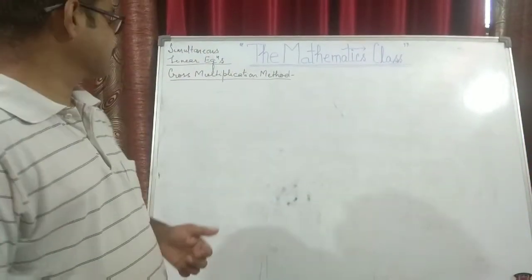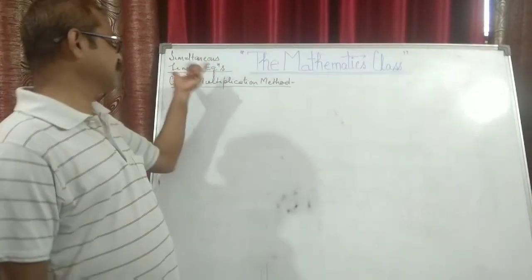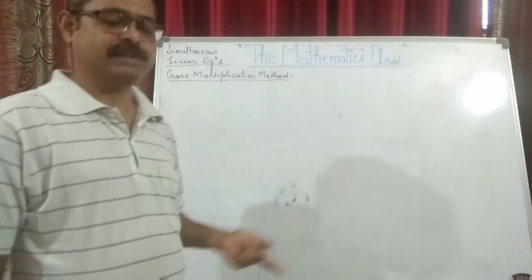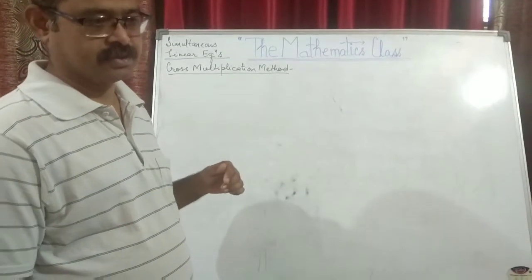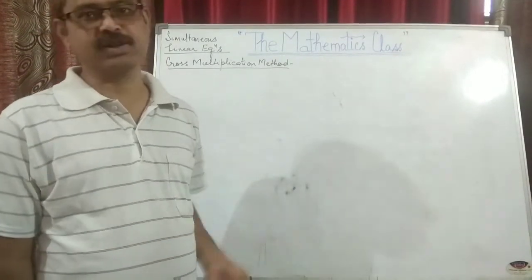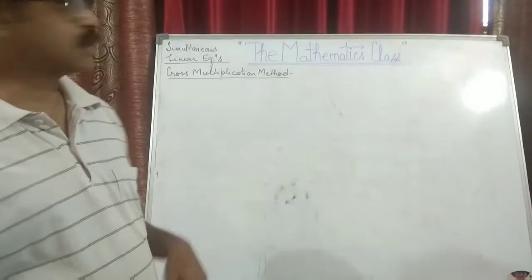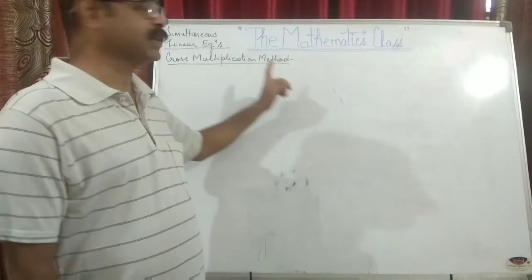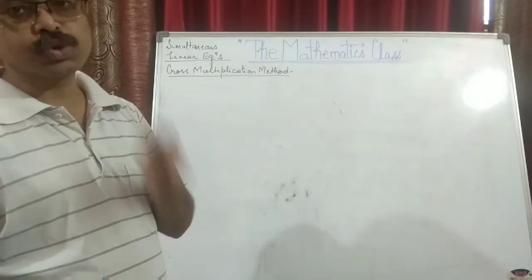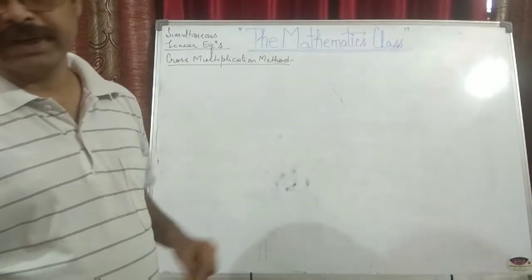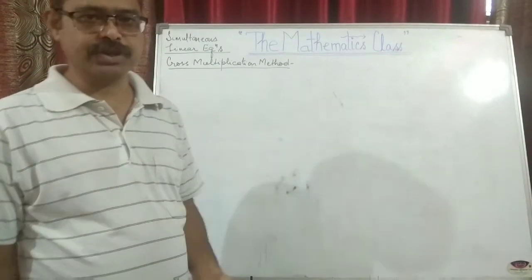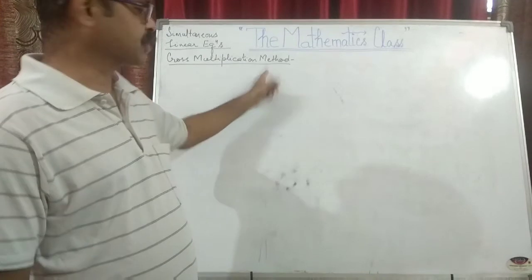Again, in this class we will be discussing simultaneous linear equations. In the first two parts, we have already discussed two algebraic methods. First was the substitution method, second was the elimination method. Now this is the third and last method, known as the cross multiplication method. How to solve a system of simultaneous linear equations by the cross multiplication method.